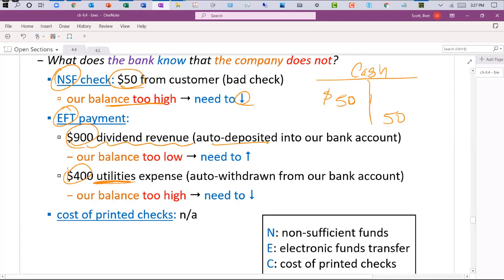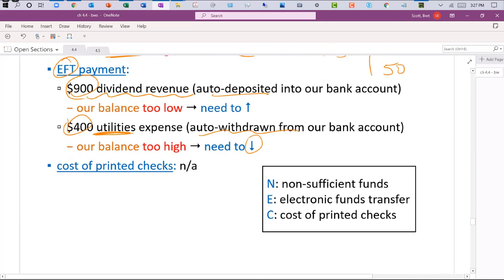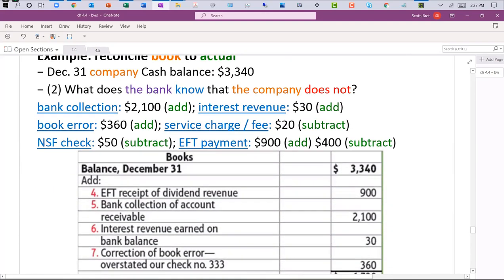In this case, I assume it was a $400 utilities expense. It was automatically pulled out of our bank account. We're going to have to decrease our cash account for that. In this situation, assume that we didn't buy any new checks, but it's just part of the checklist: did we buy any new checks that we haven't recorded yet? Given that's the case, how do we fill in the right side of the bank reconciliation?